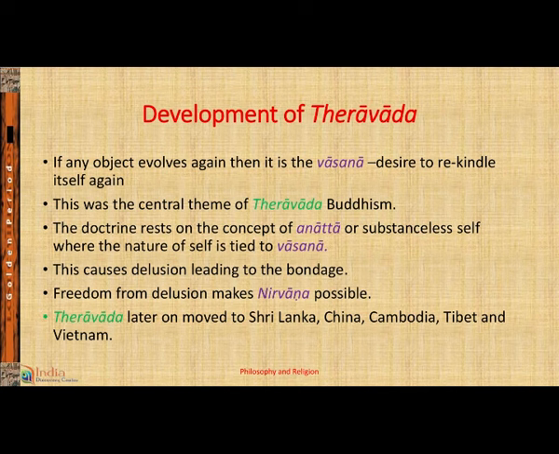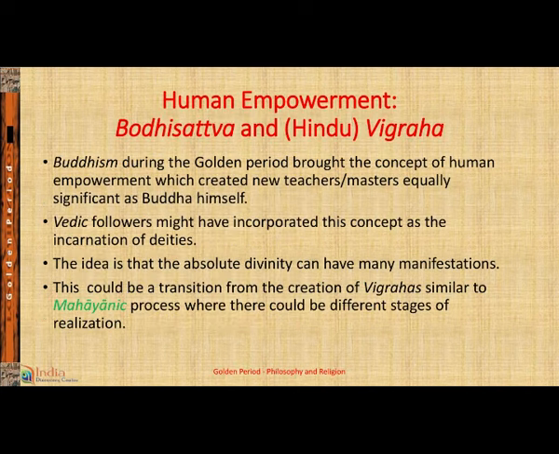So now there is another school of Buddhism, that was Theravada. They saw that the conditions can come back, and that gave the existence of that light in the wick. That is because of the vasana, the desire to rekindle and come back again. So that's the central theme of Theravada in Buddhism. This doctrine rests on the atman. The nature of self is tied to the vasana. So unless you separate these two out, you cannot attain nirvana. So this is the concept of Theravada, and that later on moved to Sri Lanka, China, Cambodia, Tibet, and Vietnam.